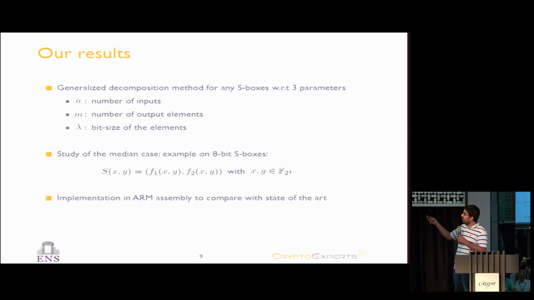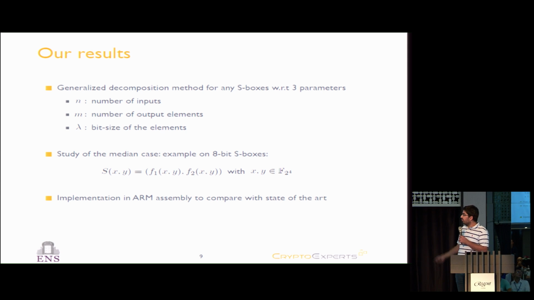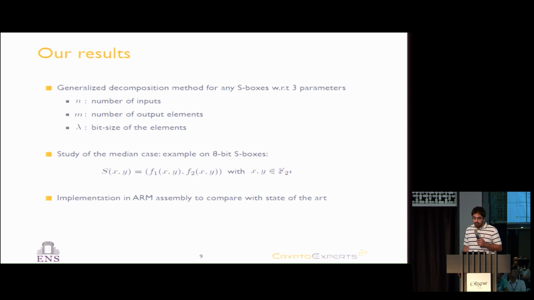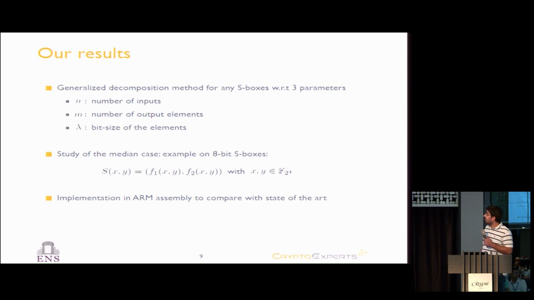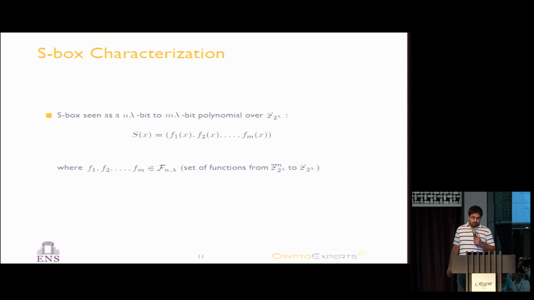So as I said, for an 8-bit S-box, for example, you have two coordinate functions, f1 and f2, that work on 4-bit elements. And finally, we did an implementation on a 32-bit architecture to compare it with the rest of the state of the art. So how does this generalized decomposition method work?